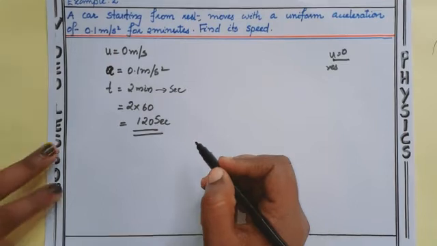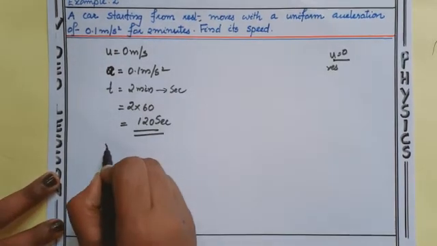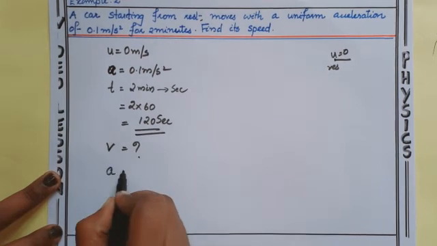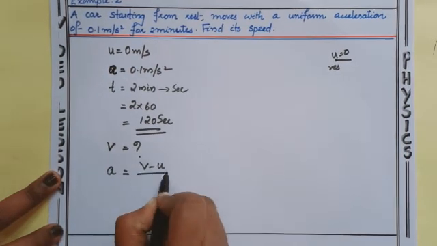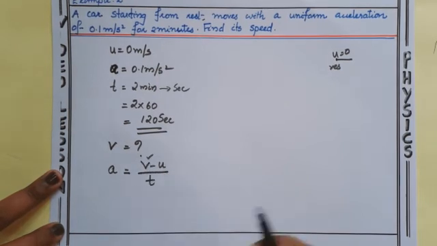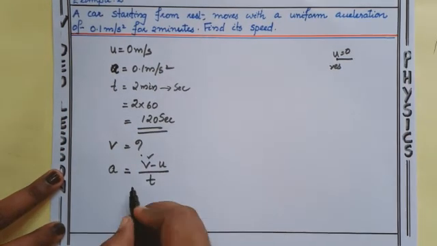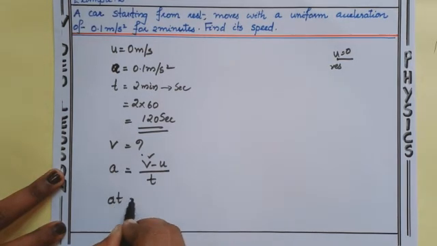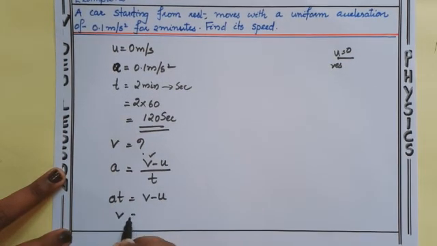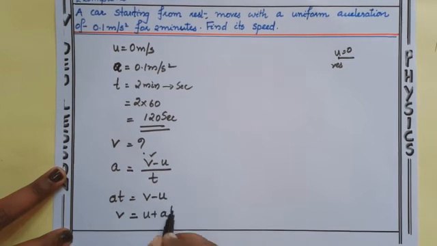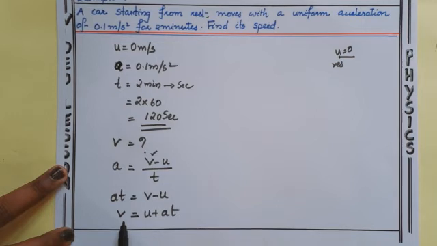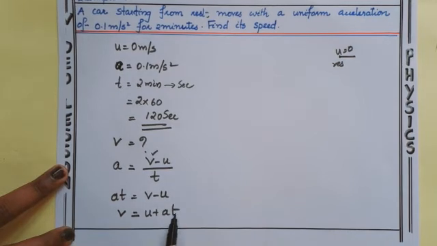Then what do we want to find out? Speed. The equation is A is equal to V minus U by T. So we can write AT is equal to V minus U. From this, V is equal to U plus AT. So we got the equation for speed: V is equal to U plus AT.